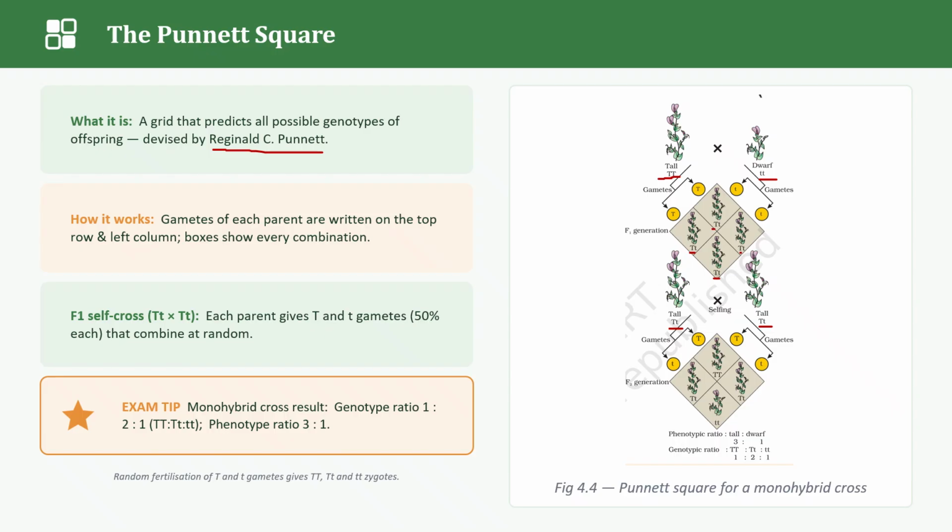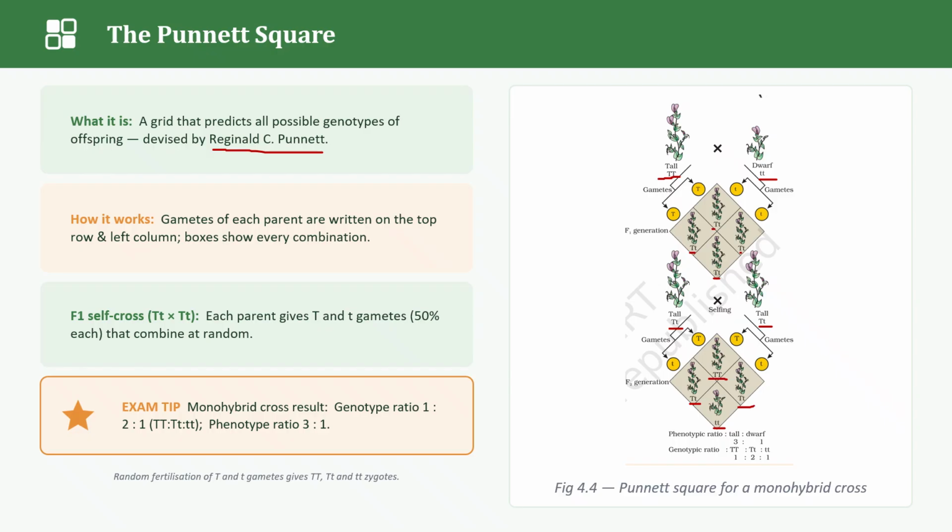Then random fertilization occurred and it produced TT, Tt, Tt, tt. So what is the genotypic ratio here?